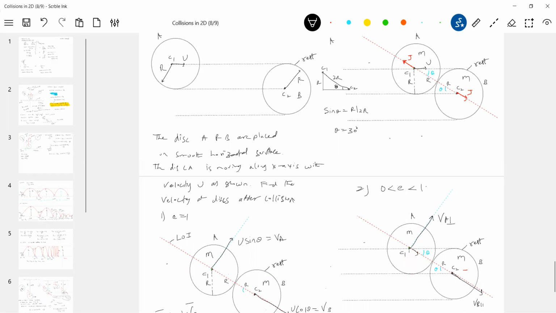I'll take it to all these unnecessary things. What are VA parallel, VB parallel? This is the line of impact. Tell me how you are going to find out the unknown things. How many unknowns are there?